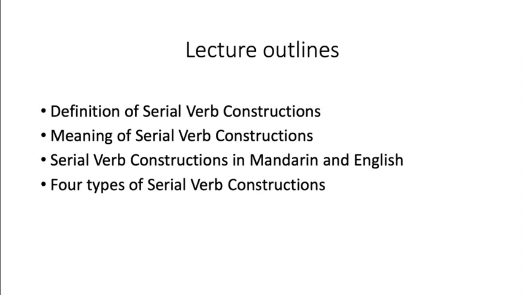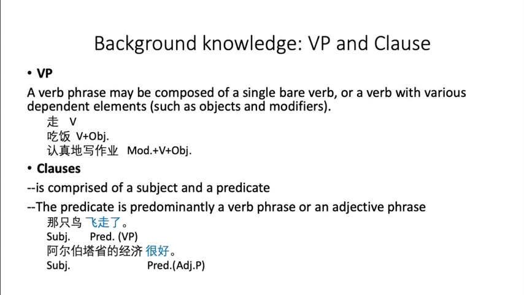There are 4 topics: defining serial verb constructions, discussing the meaning of serial verb constructions, and comparing the serial verb constructions in Mandarin and English. Finally, we'll discuss 4 types of serial verb constructions. Let's start with some background knowledge.